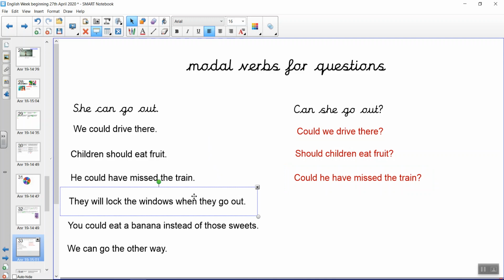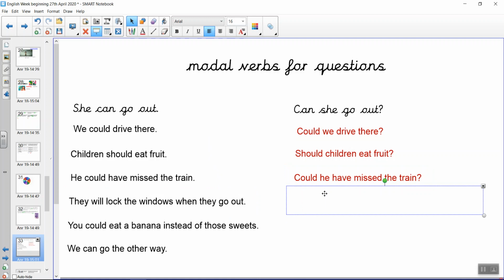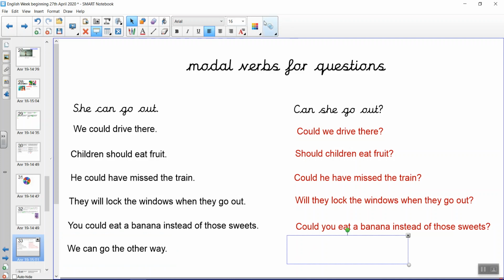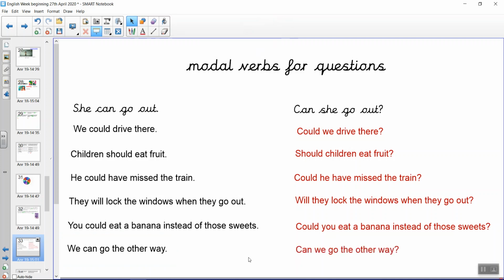They will lock the windows when they go out. So it's my modal verb will. Will they lock the windows when they go out? Is my question. You could eat a banana instead of those sweets. My modal verb is could. It's going to the beginning of my question. Could you eat a banana instead of those sweets? We can go the other way. Turn it into a question and it should say, can we go the other way? How did you get on?